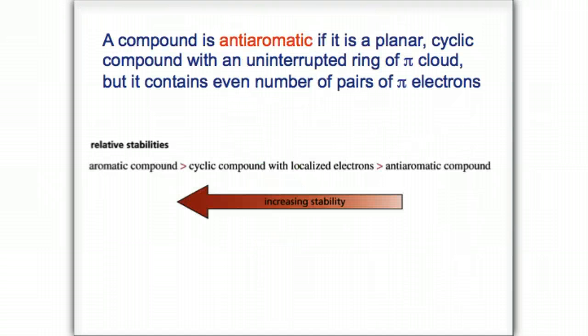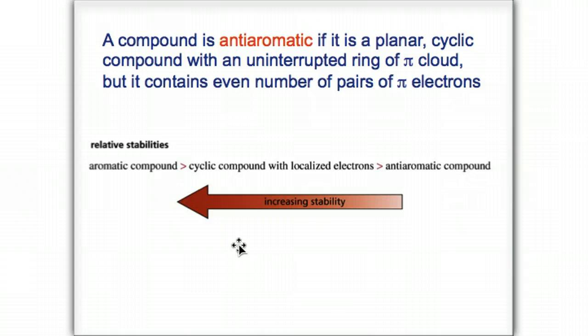So, let's look at anti-aromaticity, the definition specifically. Stated here, a compound is anti-aromatic if it is a planar cyclic compound with an uninterrupted ring of pi cloud, but it contains an even number of pairs of pi electrons instead of an odd number. So, very significant. It can meet all the requirements of aromaticity, but if it has an even number, it is very strongly anti-aromatic. Keep in mind that aromaticity is characterized by stability, whereas anti-aromaticity is characterized by instability.